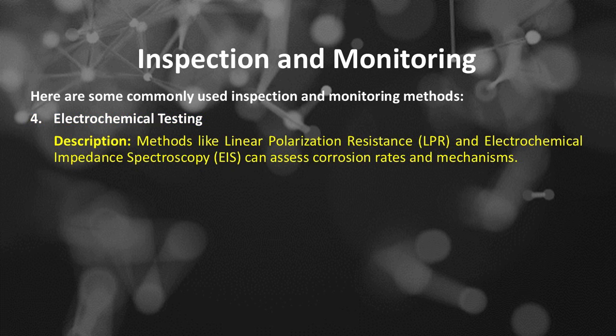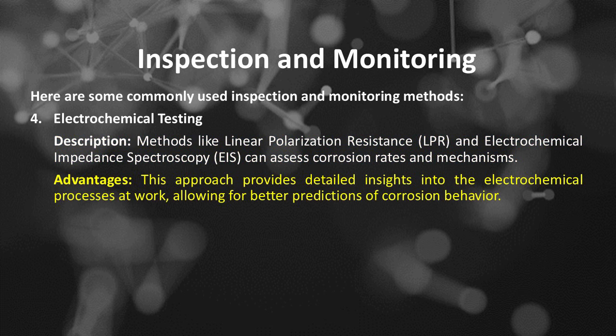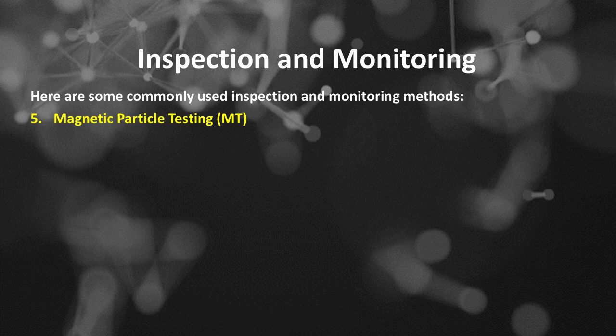Number 4 is electrochemical testing. Electrochemical testing description. Methods like linear polarization resistance, LPR, and electrochemical impedance spectroscopy, EIS, can assess corrosion rates and mechanisms. Electrochemical testing advantages. This approach provides detailed insights into the electrochemical processes at work, allowing for better predictions of corrosion behavior.